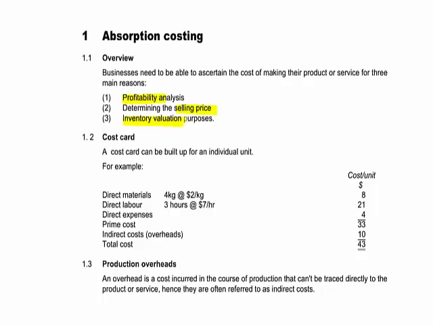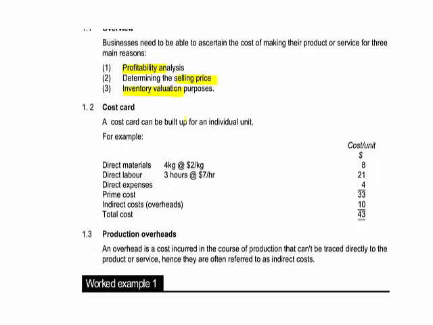A way of summarising the total cost of producing one unit then is via a cost card. And referring back to some of the terminology that we saw earlier on, the total then of all of our direct costs is the prime cost. So that's the direct materials, direct labour, and direct expenses. But in order to get to that total production cost, we're going to need to add in some overheads.